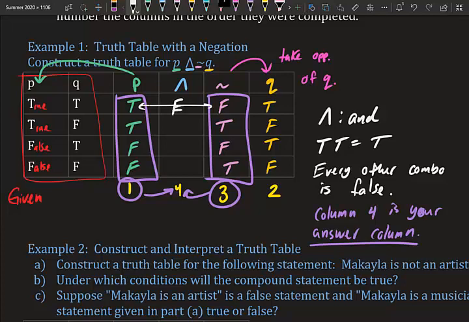That's an F. True and true, that is true. False and false, that is false. False and true is false. Okay, it's a set of rules we're following, and that's how we get each statement.